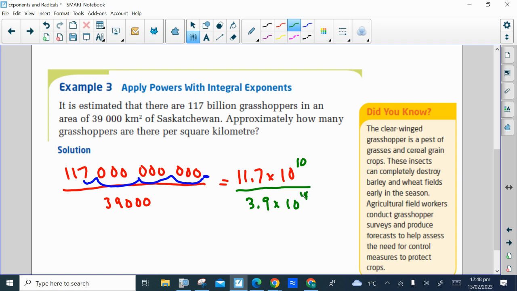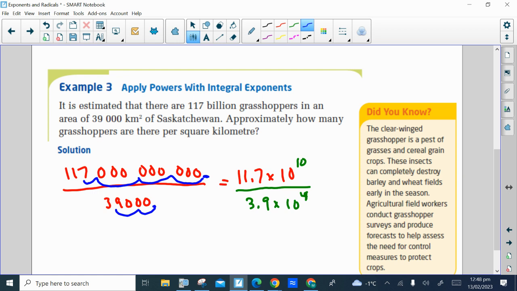And where that 4 comes from is that's how many decimals you have to move from the very end to get to the space between the 3 and the 9, 3.9. And now we're dividing these two. Keen?